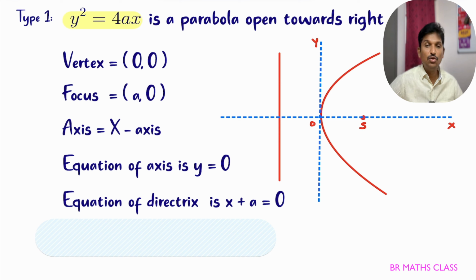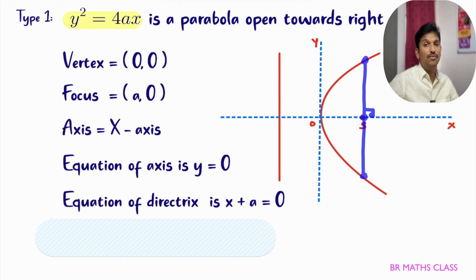Next, you need to know about latus rectum. What is latus rectum? It is a line segment whose endpoints lie on the parabola, passes through the focus, and is perpendicular to the axis. Please observe here, this is the latus rectum. A line segment whose endpoints are on the parabola, passes through the focus and is perpendicular to the axis is called the latus rectum.